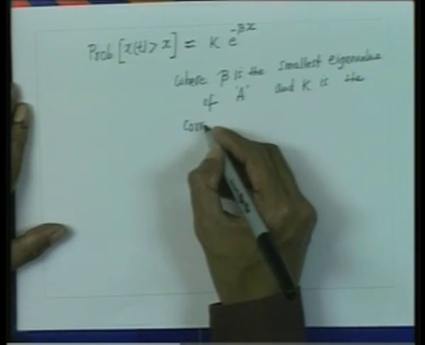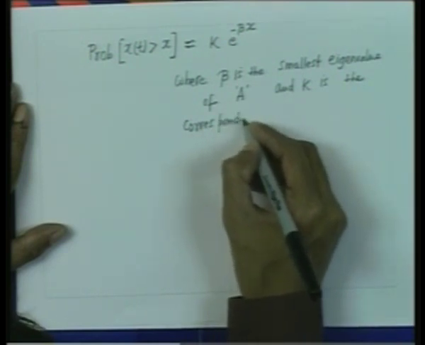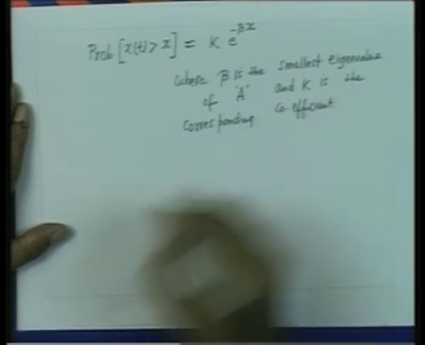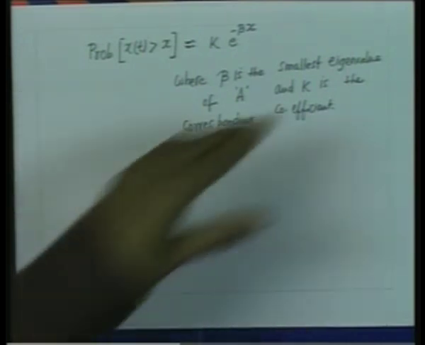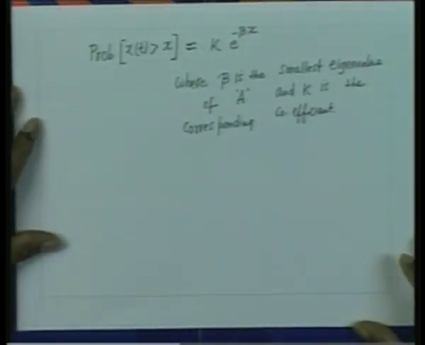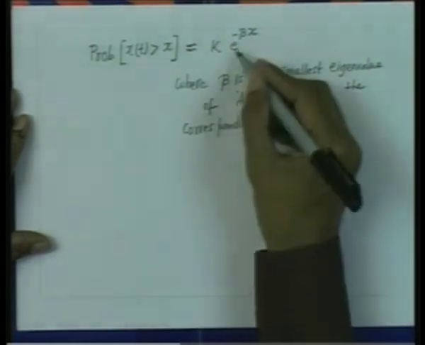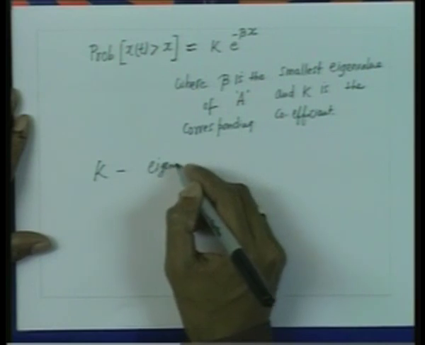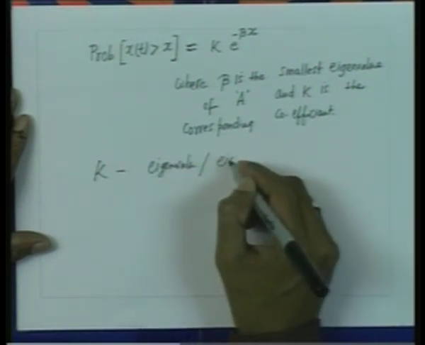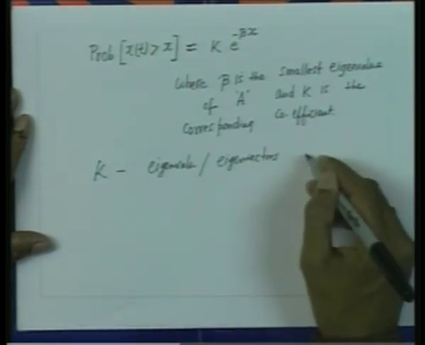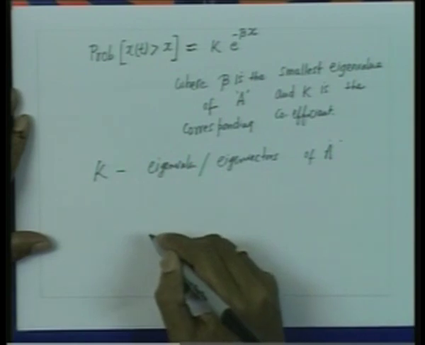Now how to determine k? The coefficient k itself depends on all the eigenvalues and eigenvectors of A. So to determine k itself, we will require all the eigenvalues and eigenvectors of A.